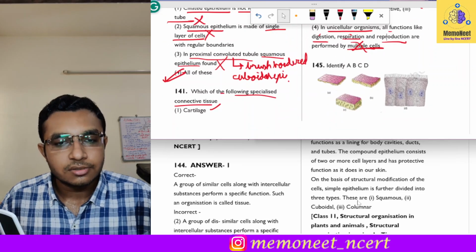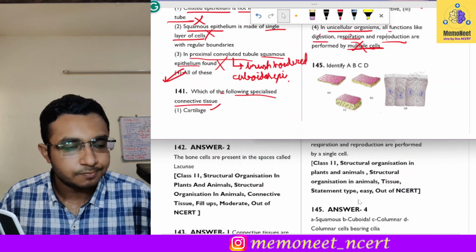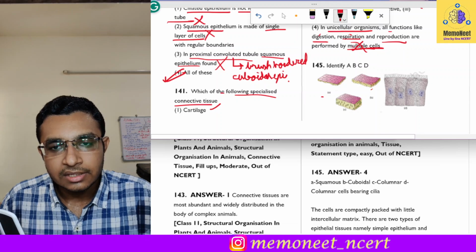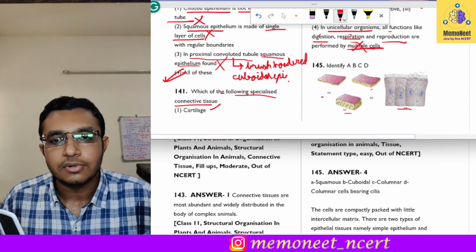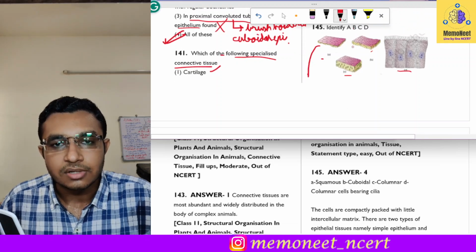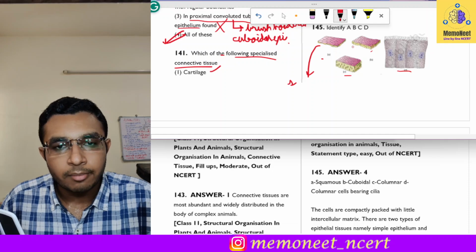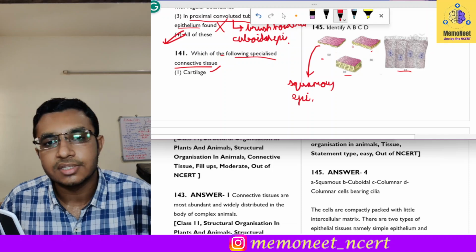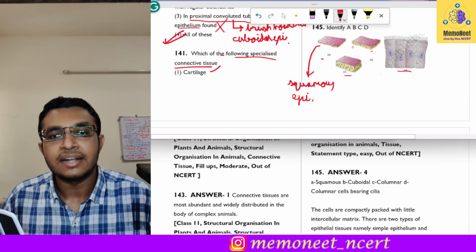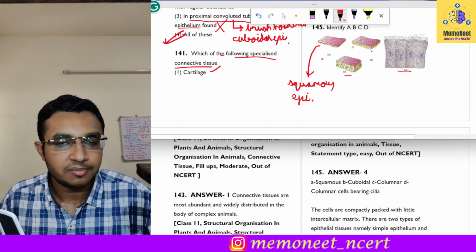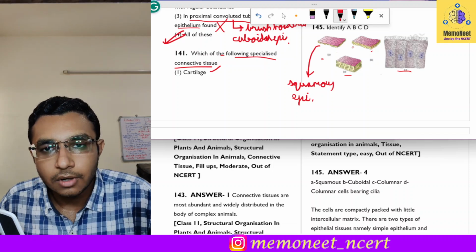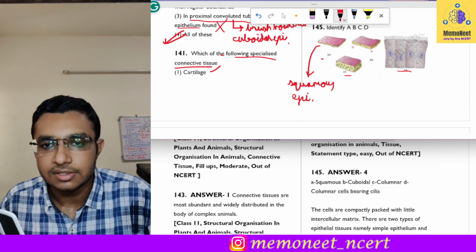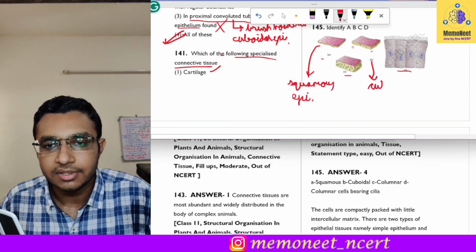Moving on to the next question, that is question number 145. So it states that identify A, B, C, and D. So first of all, let us see what is A. So A is the squamous epithelium. As you can see here, there is a single layer of cells and these are the flat cells, so it is squamous epithelium. Then B is what? So in the B you can see the cuboidal cells with centrally placed nucleus. So B is the cuboidal epithelium.